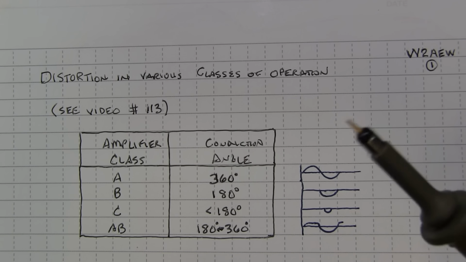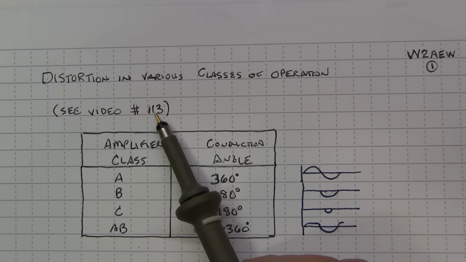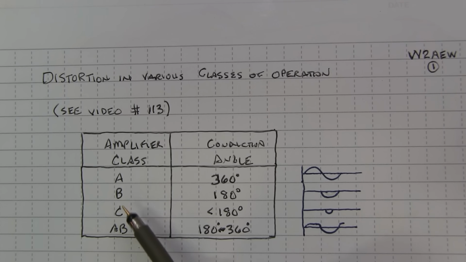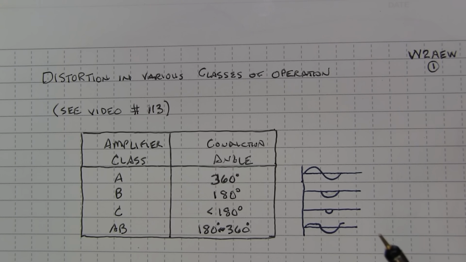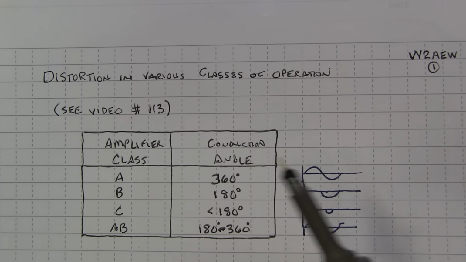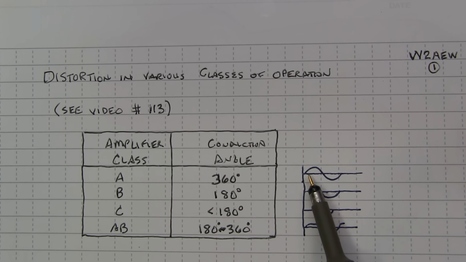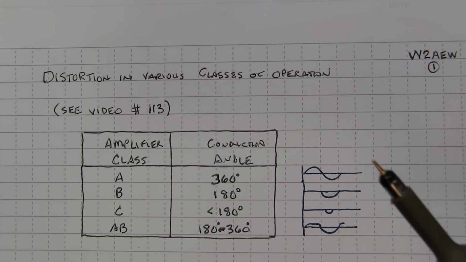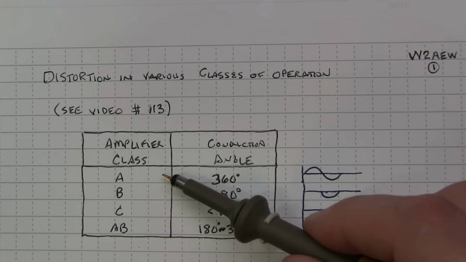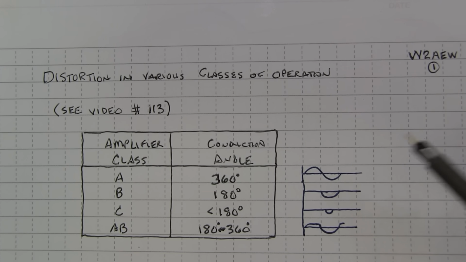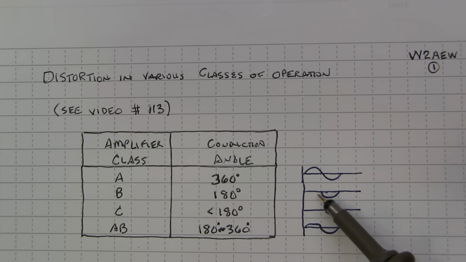Now the video that prompted this question was video number 113 that was done several years ago. That talked about Class A, B, C, and AB single transistor amplifiers. Now the thing that determines the class of operation is what's called the conduction angle, or over what portion of a signal, such as a sine wave, does the amplifier amplify and conduct. In the case of Class A, it conducts over the entire 360 degrees of a sine wave. For Class B, it only conducts over 180 degrees, only half of that sine wave.